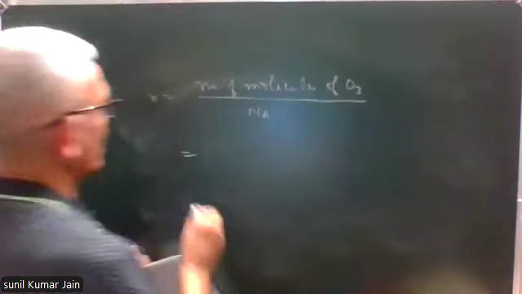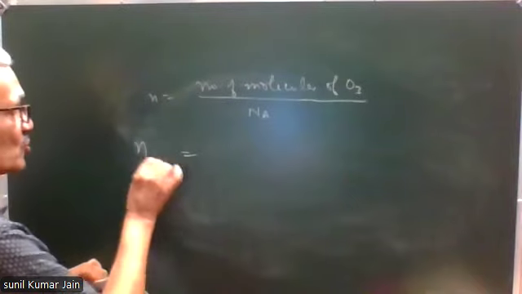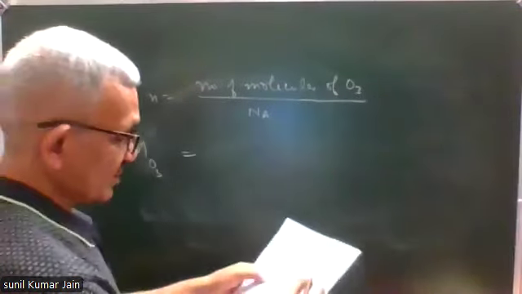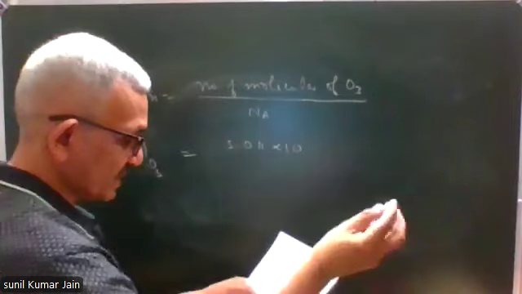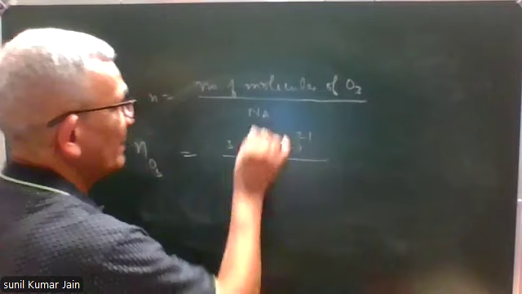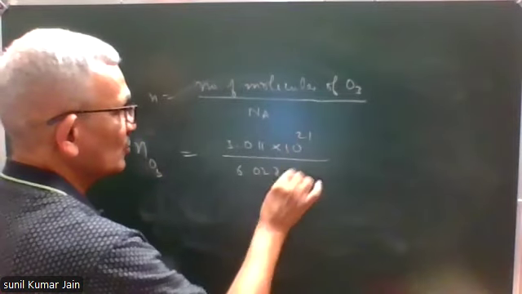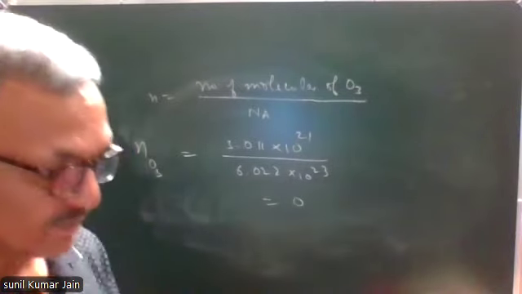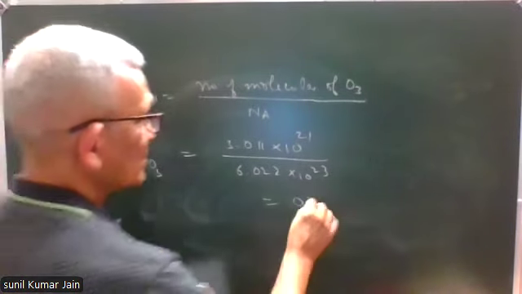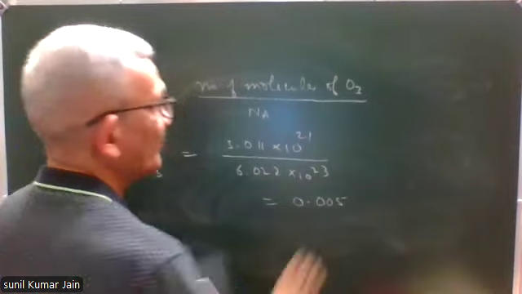So number of moles of ozone will be 3.011 into 10 to the power 21 divided by Avogadro's number 6.022 into 10 to the power 23. When you calculate, number of moles of ozone will come out to 0.005.